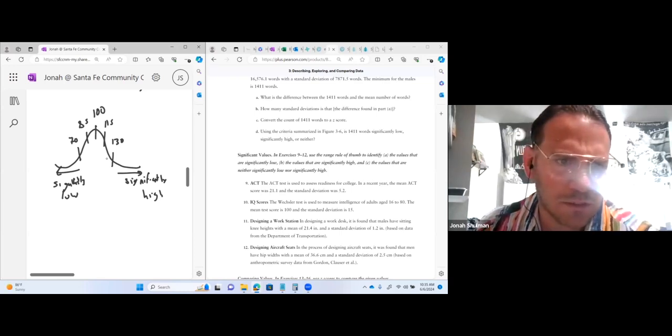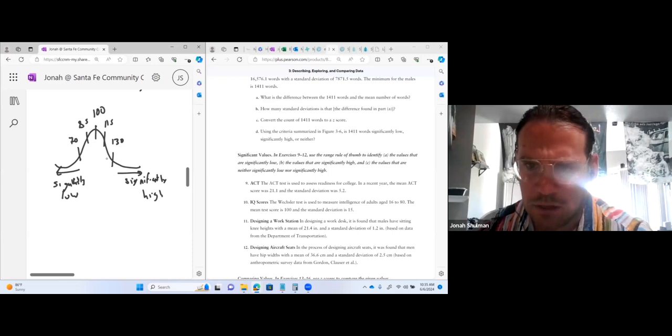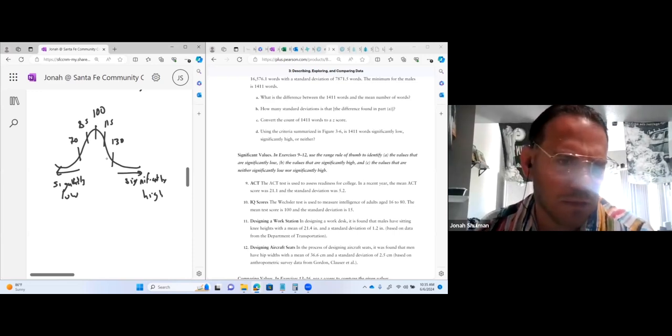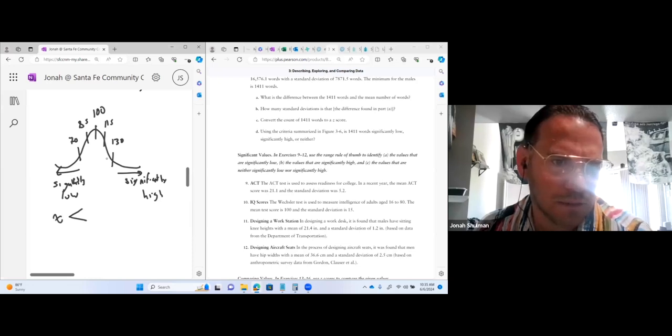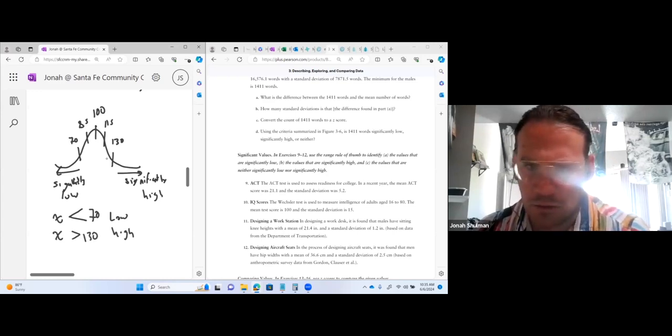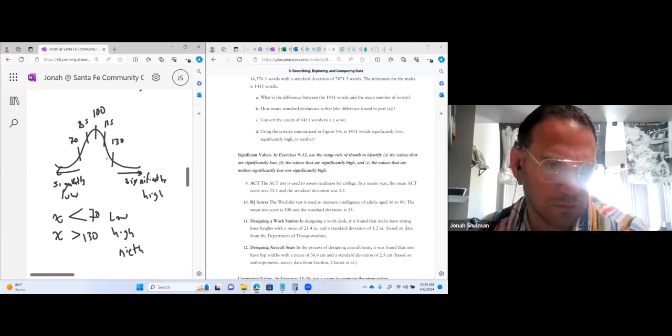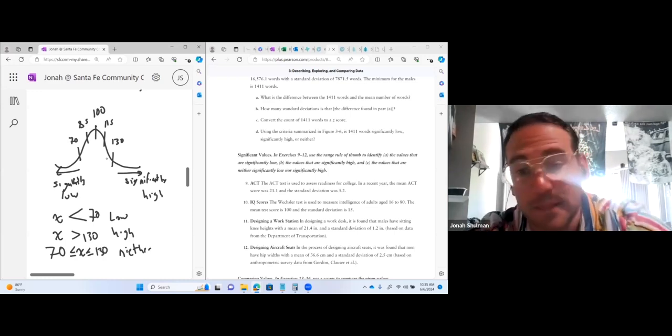Okay, so this is what I think it is. I think that the low values are anything less than 70. The high ones are going to be anything greater than 130. And the neither, the ones that are in the middle, we can go like this: greater than or equal to 70, or less than or equal to 130, will be neither. That's what I think the answer is.